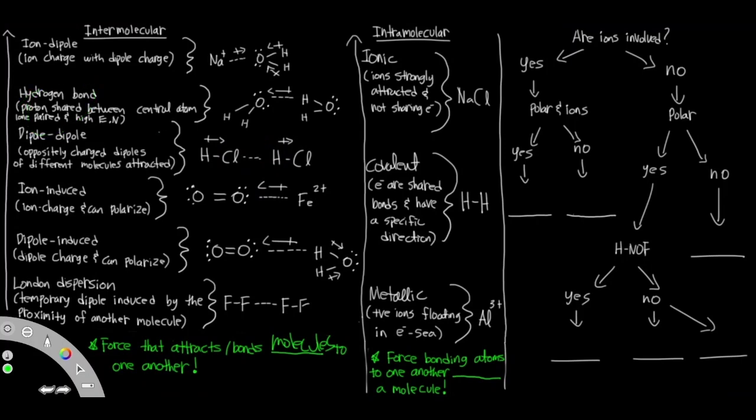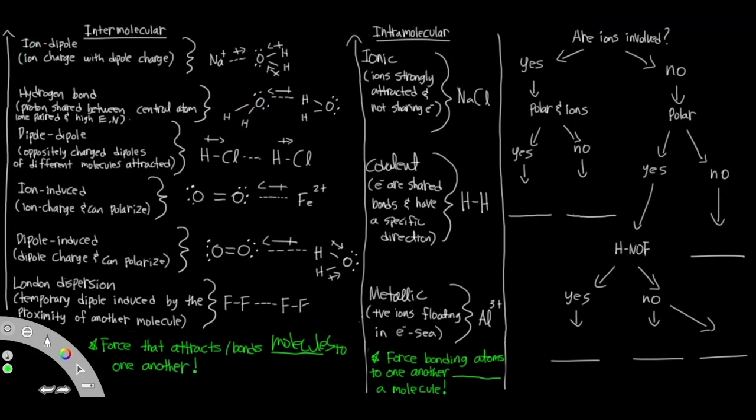Next, we have hydrogen bonding. Hydrogen, we have it down here. Oxygen, we have it there. Oxygen is an example of a central atom that is quite electronegative and has a smaller atomic radius for this to happen, to create this strong electronegativity difference.